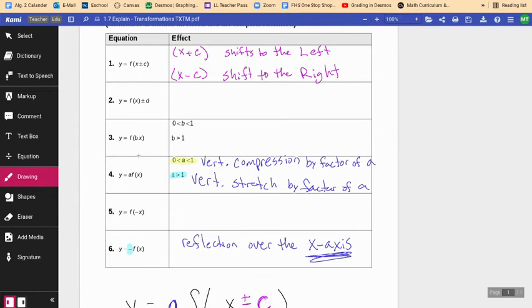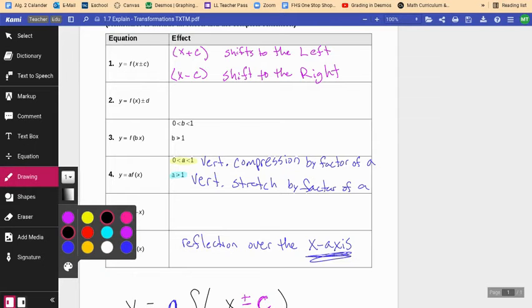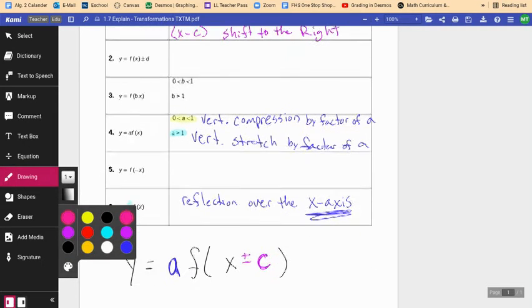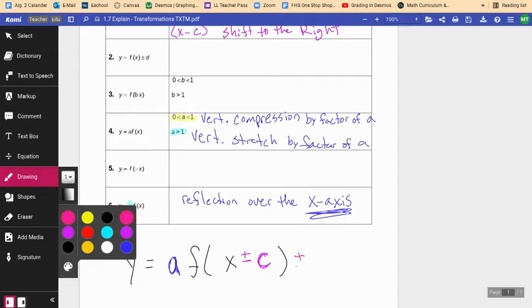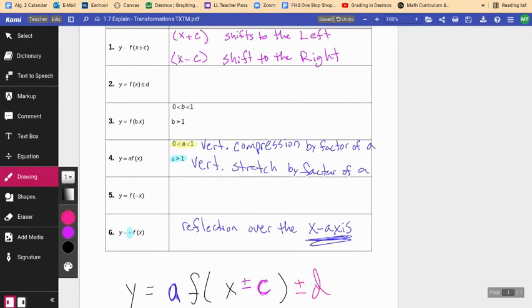Okay. And then the next one is the D value. Do that one in pink. So again, this is plus or minus D out here. So this is the last number outside of parentheses. So if there's a number outside of parentheses, if I add D, then we shift up. If I subtract D, we shift down.